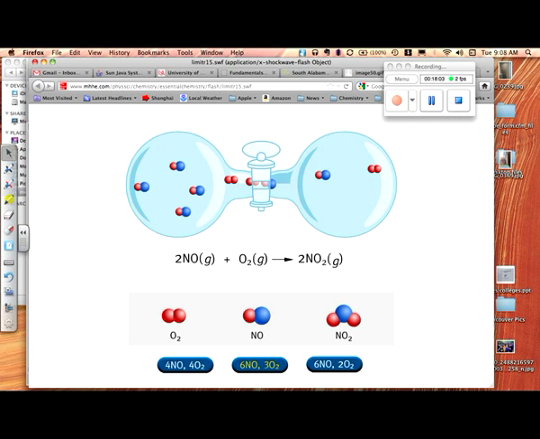The reaction occurring is 2NO plus O2, producing 2NO2. 6 molecules of NO are reacting with 3 molecules of O2. They are reacting in a 2 to 1 mole ratio as represented in the balanced equation. No reactants remain after the complete reaction.